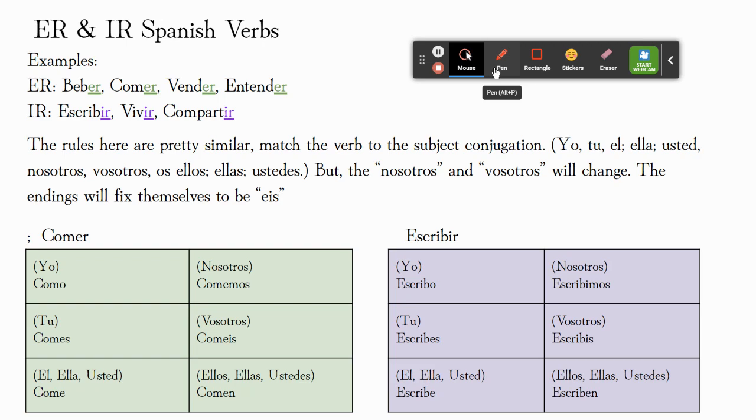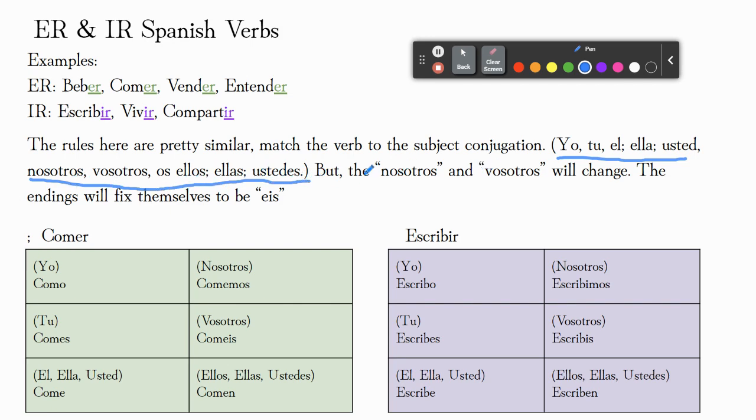Now the next thing we have is our ER and IR verbs, which are a little different, but still really similar to the AR verbs. Here I have some ER verb examples: ver, comer, vender, and entender. And then we have some IR verbs: escribir, vivir, and compartir. The rules here are pretty similar. Match the verb conjugation to any one of these: yo, tú, él, usted, nosotros, ellos, ustedes.